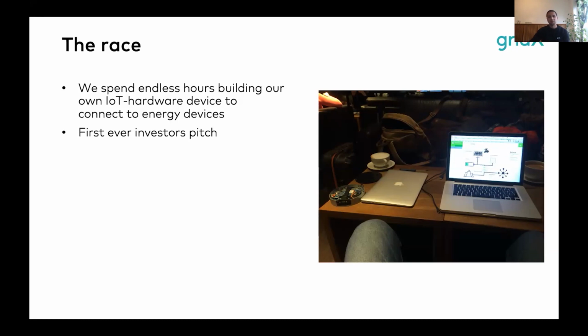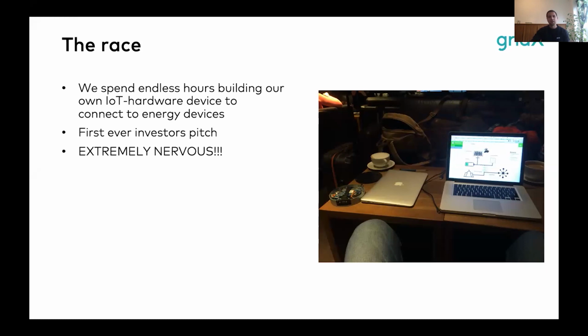And now it switched from being extremely hyped over the months building up to this point to extremely nervous, because we had never done any pitch before, like any company before, where you were used to doing pitches and presentations.